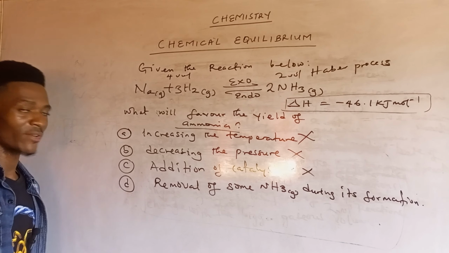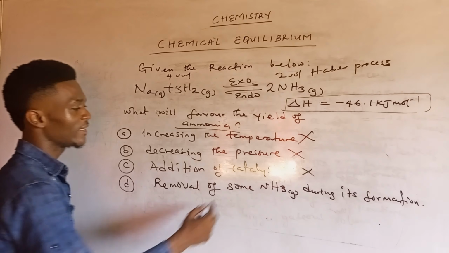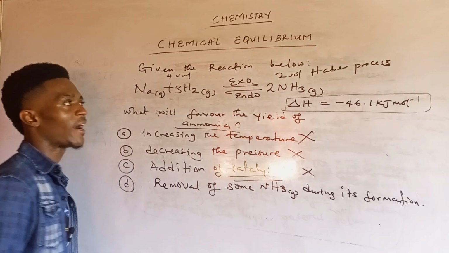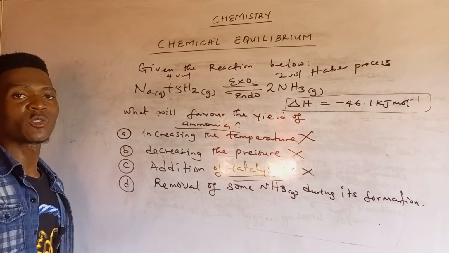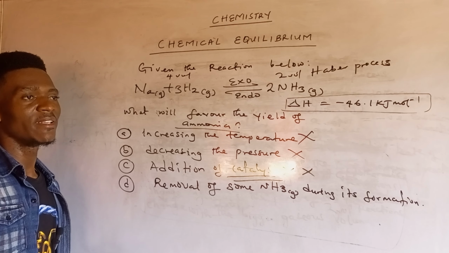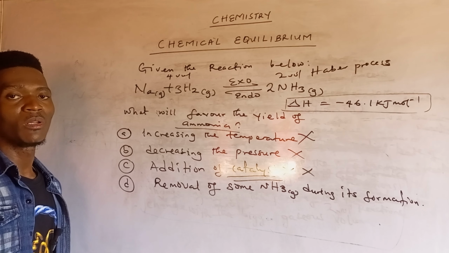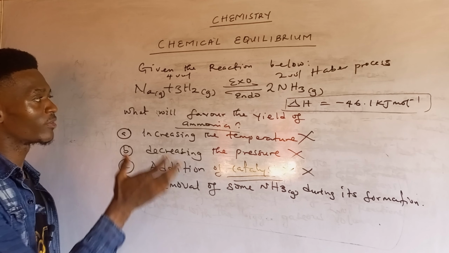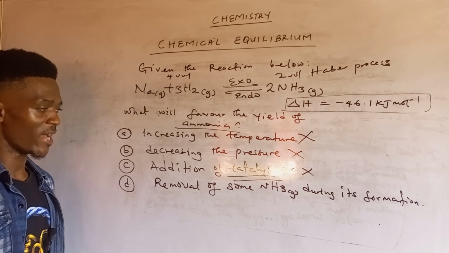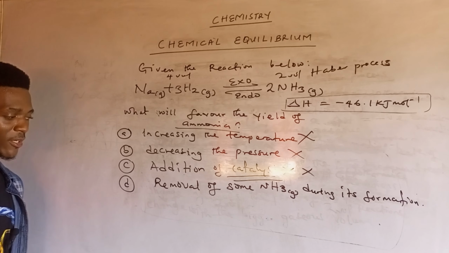Then addition of catalyst, this is very, very wrong. I even had to strike it twice. Why? Because catalyst does not affect systems at equilibrium. What catalyst does is that it tends to bring about the speed with which the equilibrium is reached or attained. So it doesn't affect the production of any part of the reaction. All right, so that's very, very wrong.